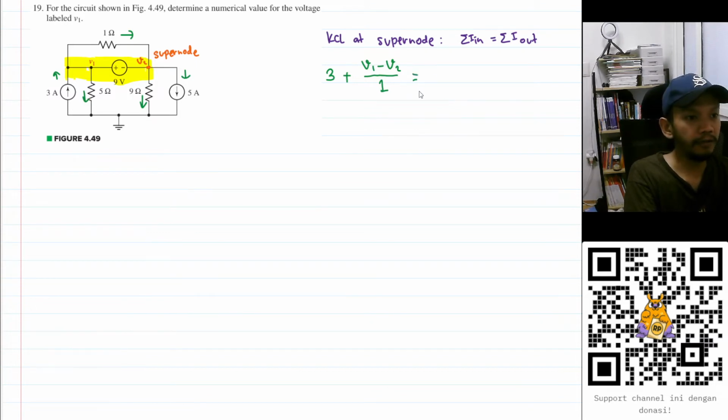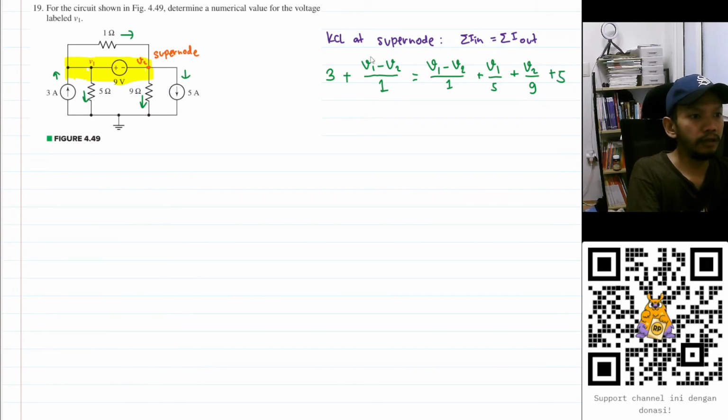So now let's deal with the current that goes out. First, let's see this one. This current is going out from the supernode, right? So I will have V1 minus V2 also divided by 1. And this current here, I'll have plus V1 over 5. And then this current here will be V2 over 9, so I'll have plus V2 over 9. And then this current here will be 5.